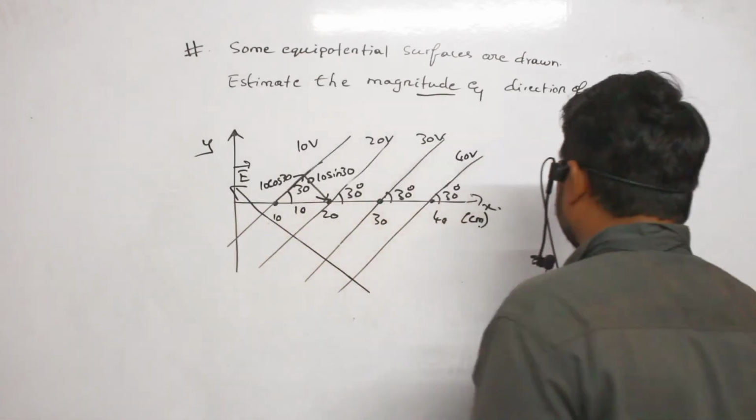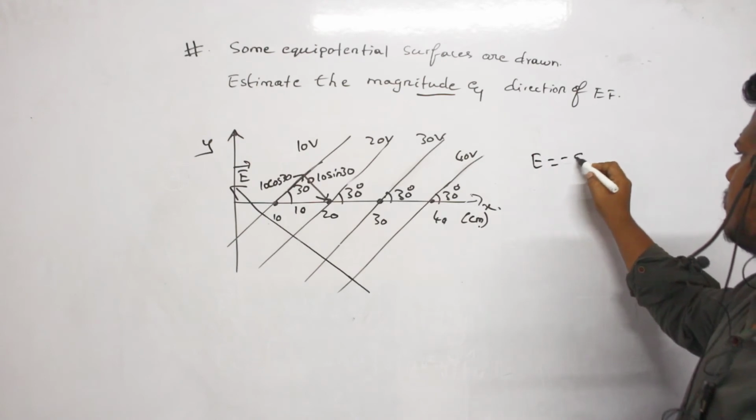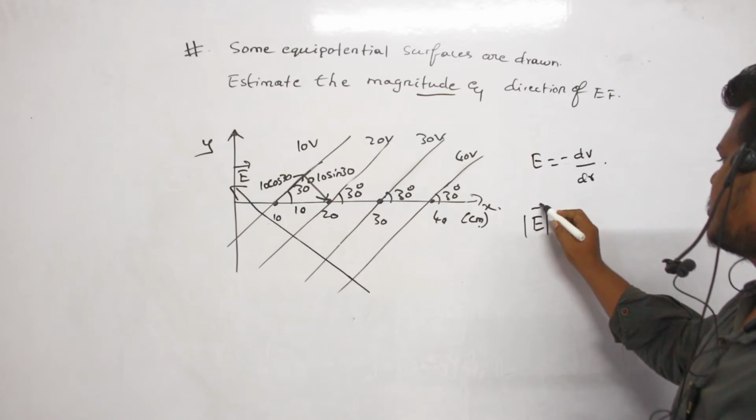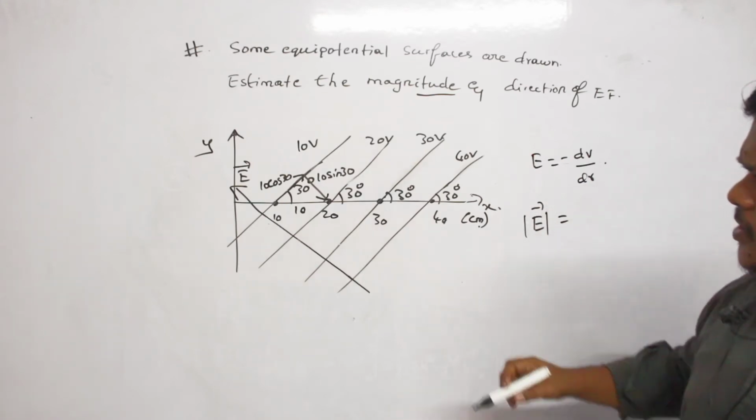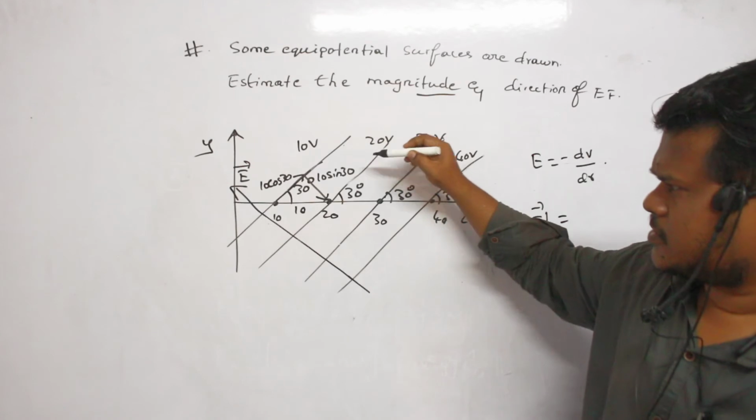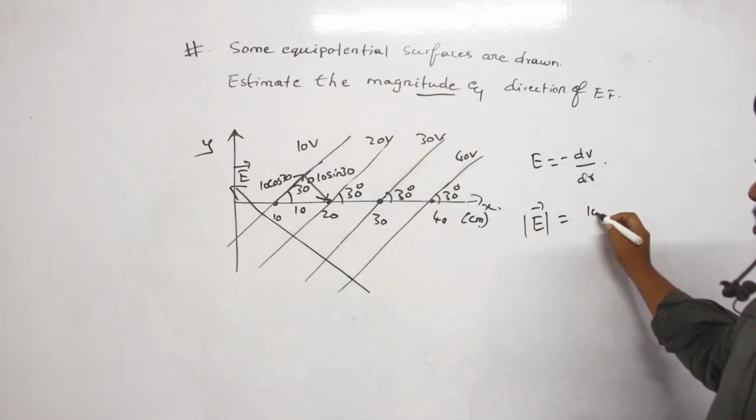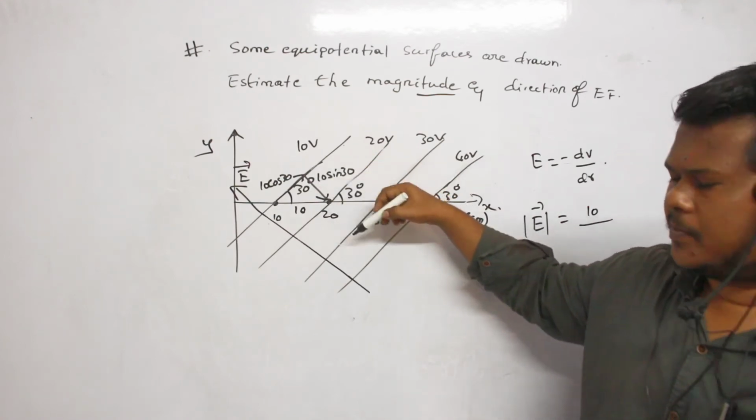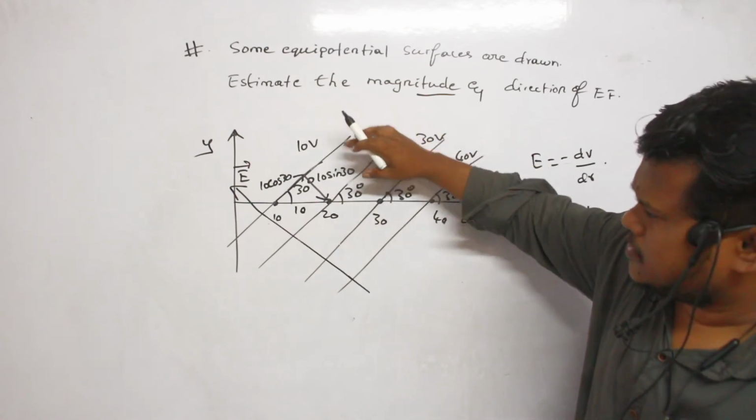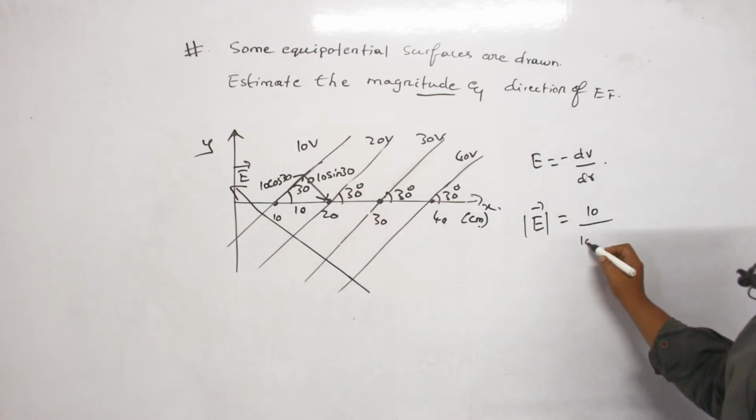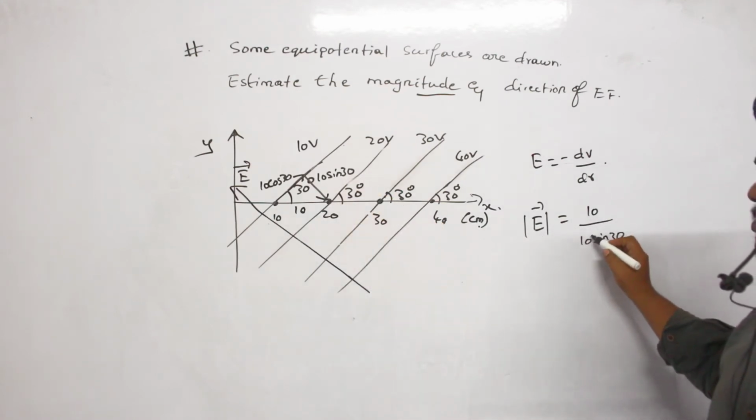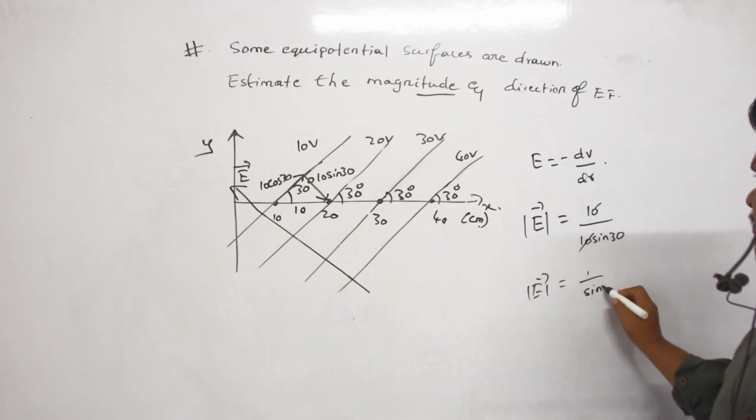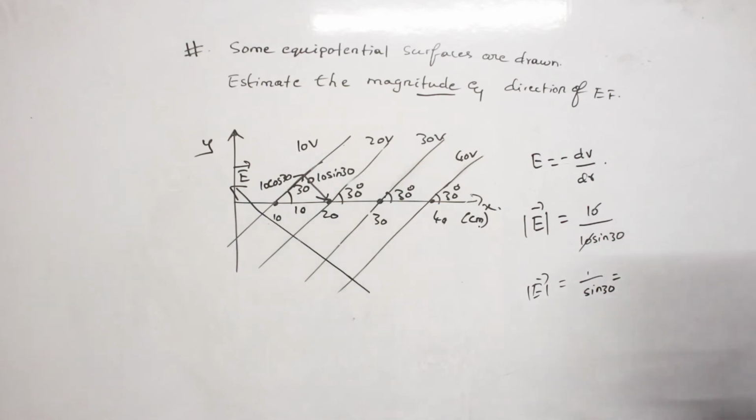Clear? So therefore, E is equals to minus dV divided by dr. So E, the magnitude of electric field, if I want to calculate, then what is the potential difference between this surface and this surface? Potential difference is 20 minus 10, 10 volts. And dr means which distance we are supposed to take? Perpendicular distance only, no? So the perpendicular distance between these two is how much? 10 sin 30. So 10 and 10 gets cancelled. So what is the magnitude of electric field? 1 by sin 30.